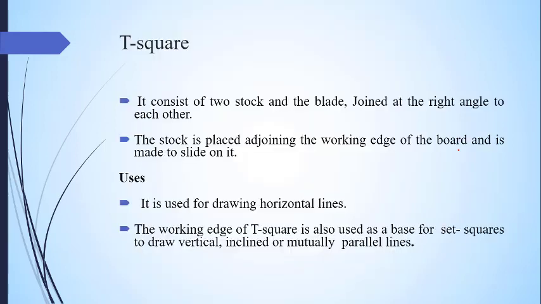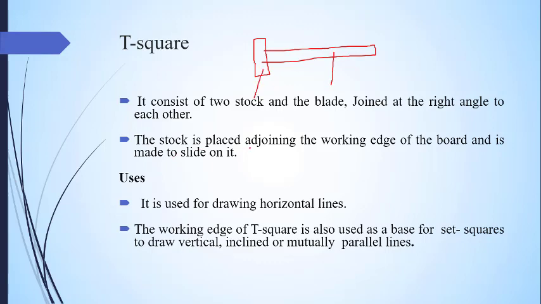And now coming towards T square, it's another drawing instrument. It consists of two parts, the stock and the blade, joined at right angle to each other. This statement says that it consists of two parts. Two parts mean that this one is known as the stock and the other one, that is horizontal, is known as the blade. The first one is the stock and this one is known as the blade.